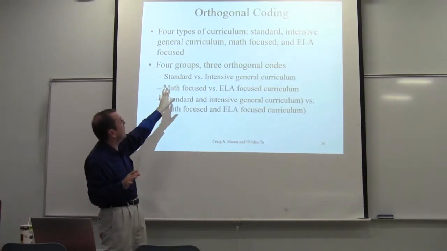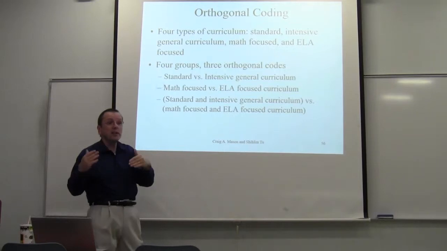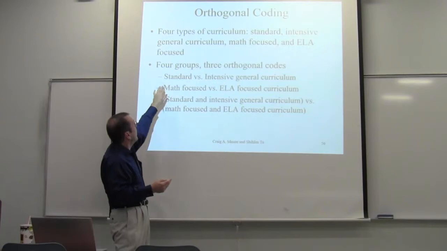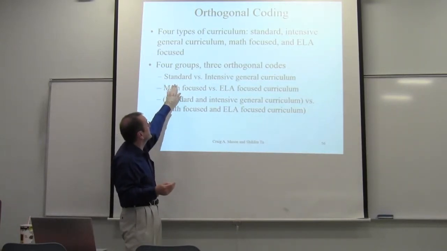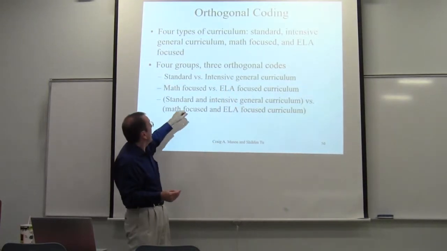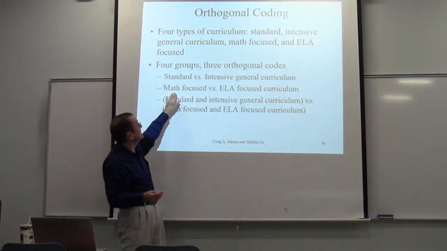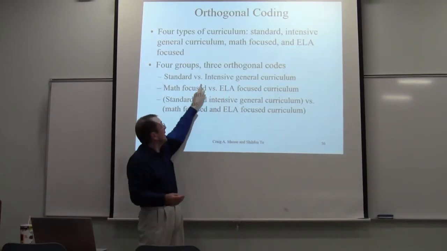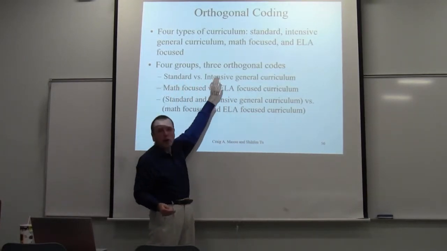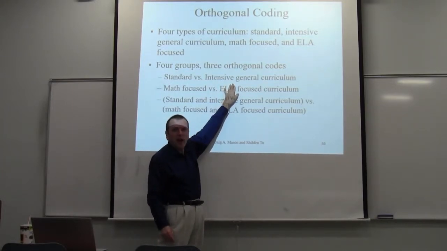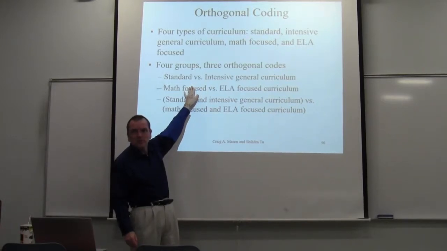So with a very simple orthogonal comparison with 4 groups, right? We have 3 variables. One variable could test, is the standard group different from the intensive language group? And the second code might then test, is the math focus different than the ELA focused? Notice it's completely different variables. Let's say the intensive scores are a lot higher than the standard scores.